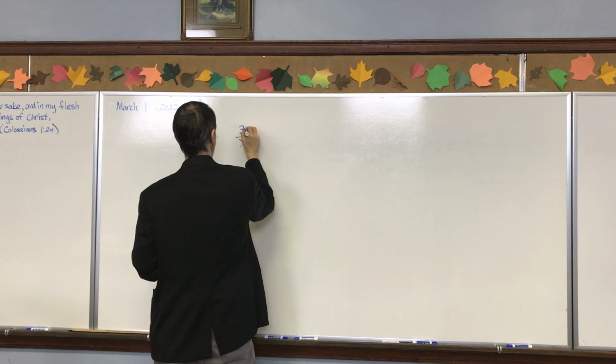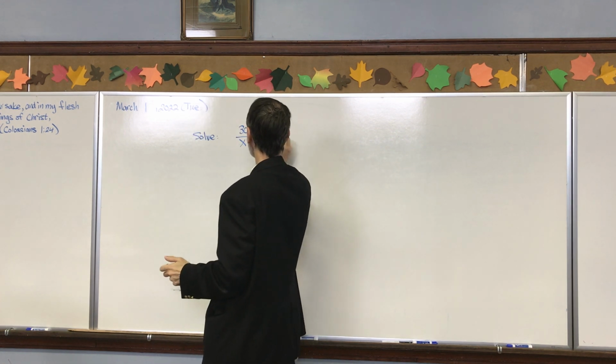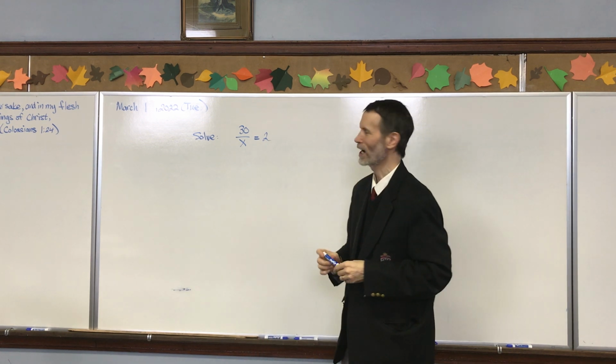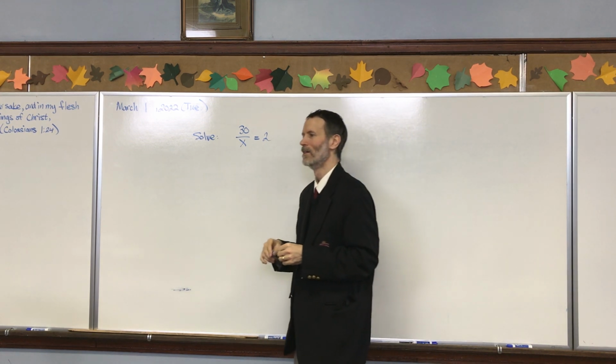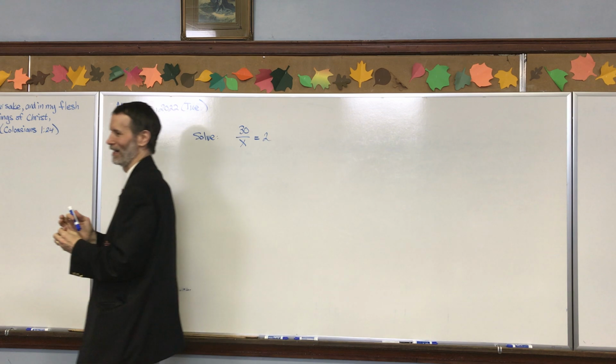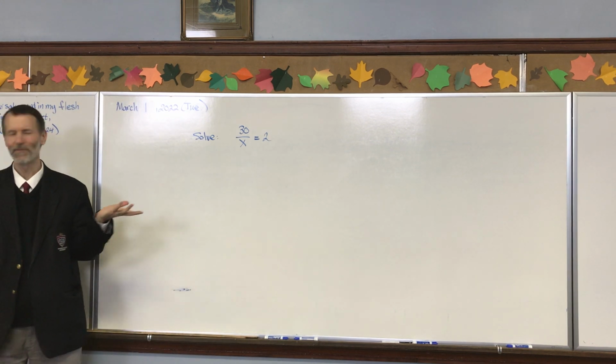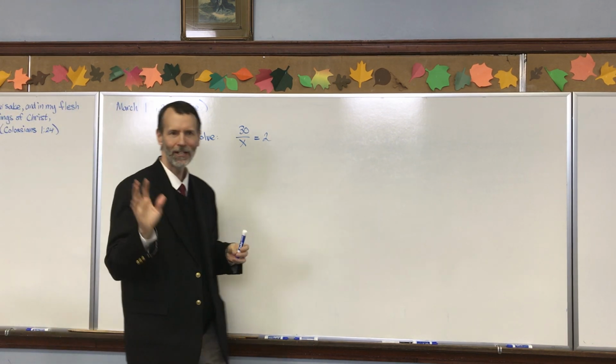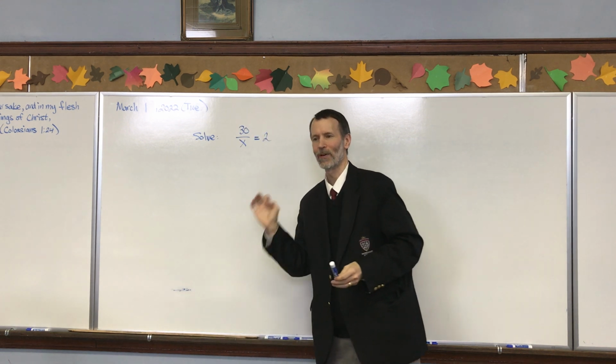I should just do 30 over x equals 2. First of all, this is not too hard to do in your head. Anybody know what x is? 15. It's 15. Now, how do you get x out of there algebraically?